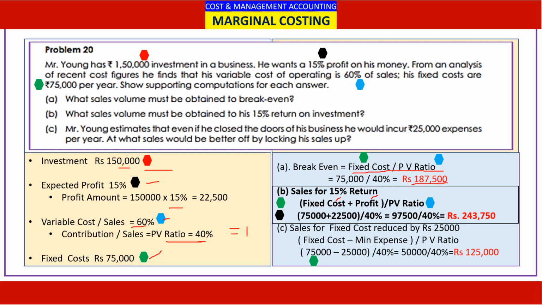75,000 plus 22,500 divided by PV ratio of 40% is equal to 2,43,750. Come to the third question.